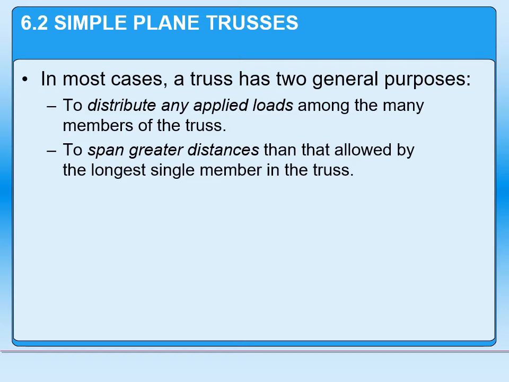They also can span greater distances because they have this lightweight characteristic. The fact is solid members get heavier and heavier the bigger the distance they're trying to span, and eventually you get to a point where the beam itself is only able to support its own weight. So trusses allow us to do that far more effectively than a long single member of the same material.